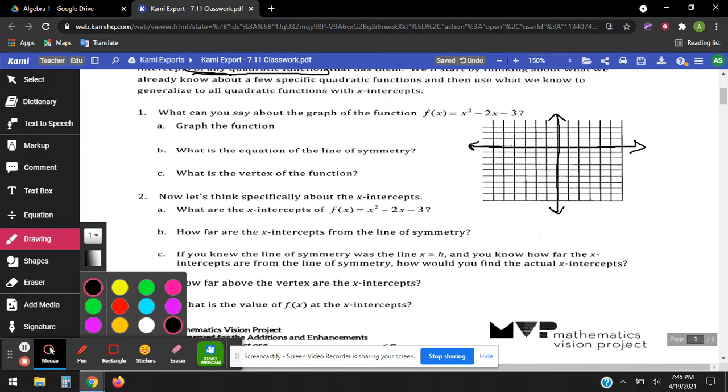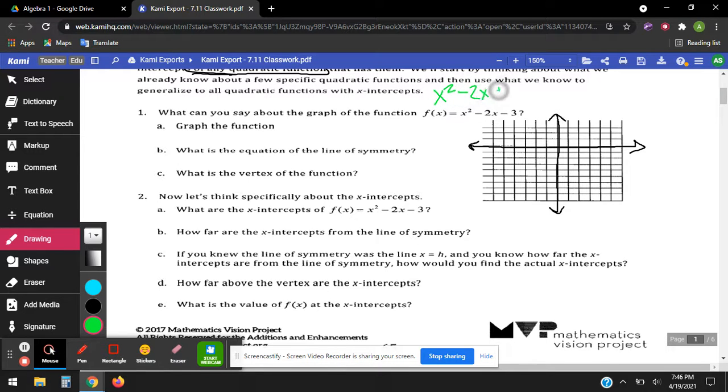So what can you say about the graph of f of x equals x squared minus 2x minus 3? Graph the function. Well, before I graph it, I wanted to put it in vertex form. So I'm going to go ahead and do my x squared minus 2x plus... If I divide by 2, it's negative 1, and negative 1 squared equals 1. And I'm going from 1 to negative 3. So it's x minus 1 squared minus 4. So my vertex is at 1, negative 4.